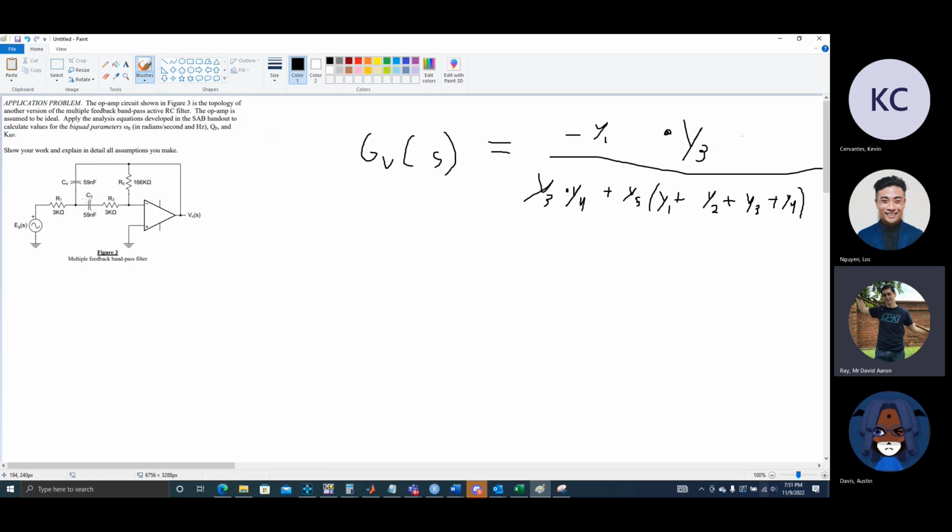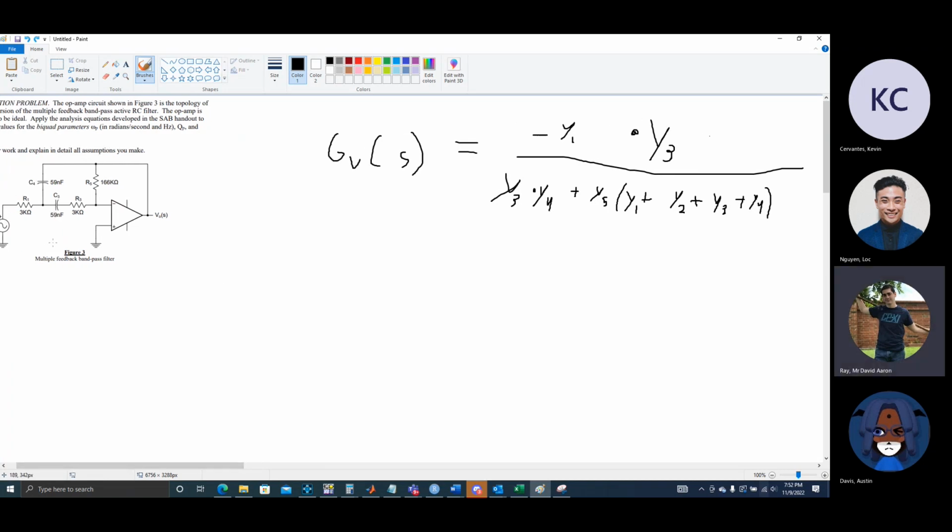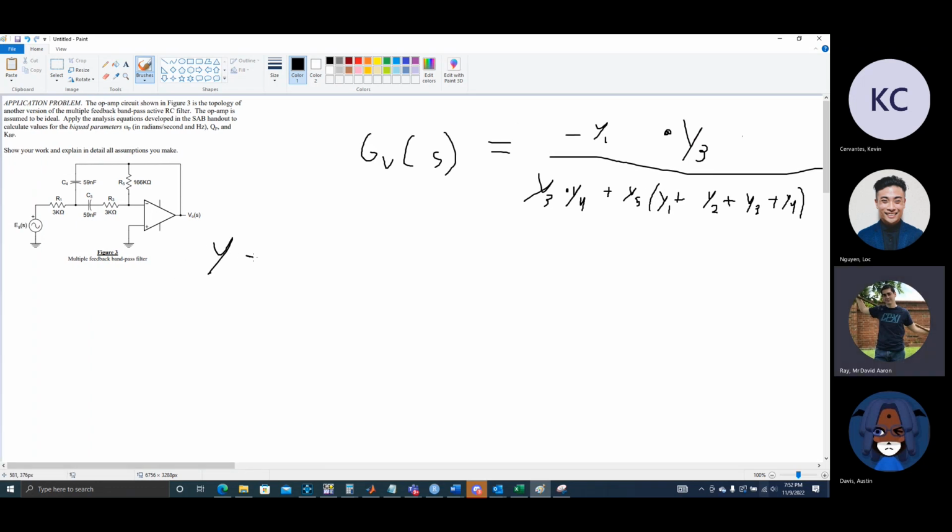And then usually there's an equation relating these parameters right here. And so I'll be able to show you what those parameters are, or what the typical equation is going to turn into. For this, y1 is going to equal r1 over r1. y2 is going to equal 0.